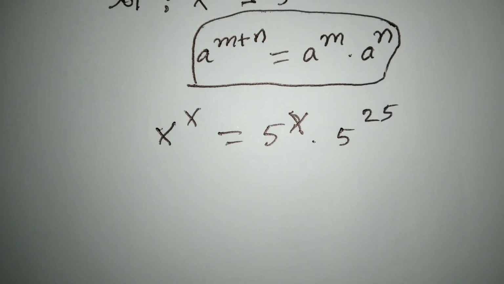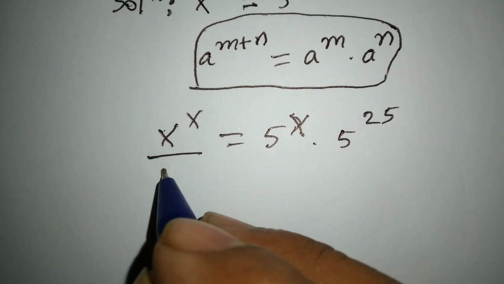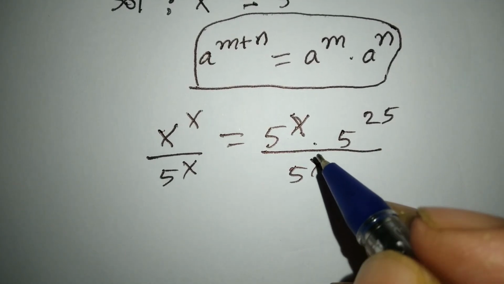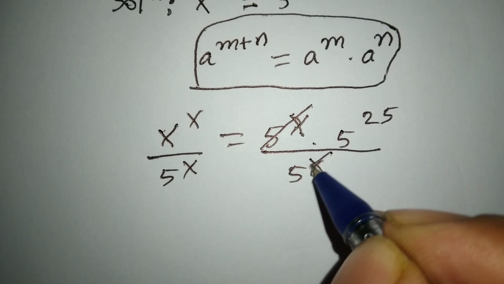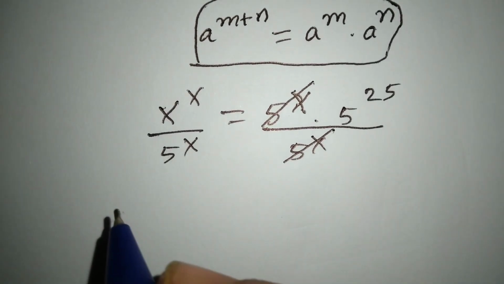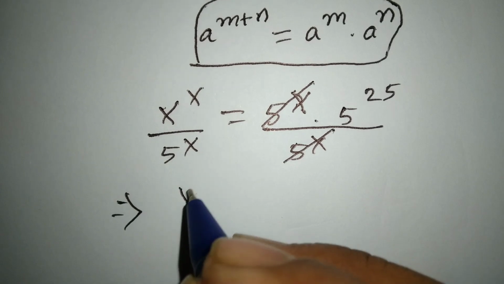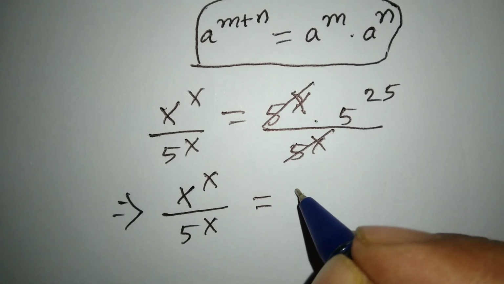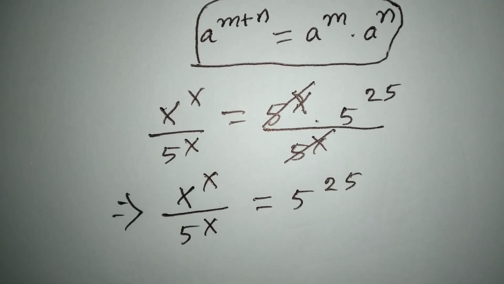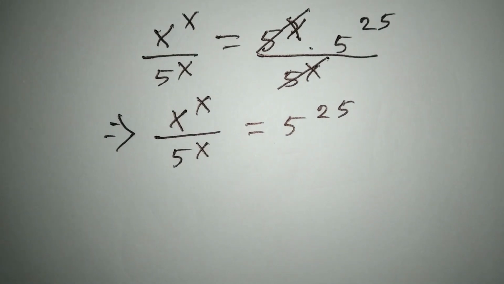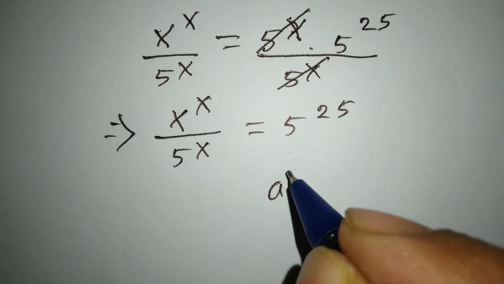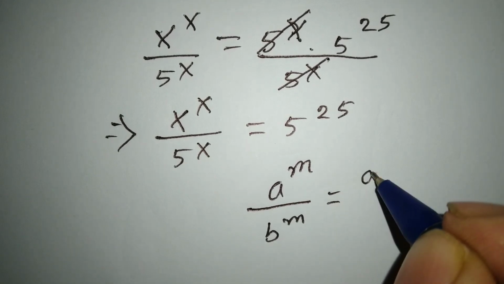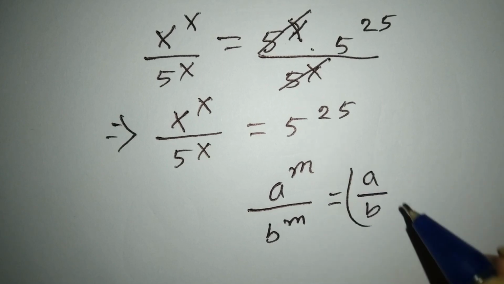Now we will divide both sides by 5 to the power x. Here 5 to the power x, here 5 to the power x. This 5 to the power x is cancelled by this 5 to the power x. Here remains only x to the power x divided by 5 to the power x is equal to 5 to the power 25. We know another math formula, which is a to the power m divided by b to the power m is equal to a divided by b whole power m.